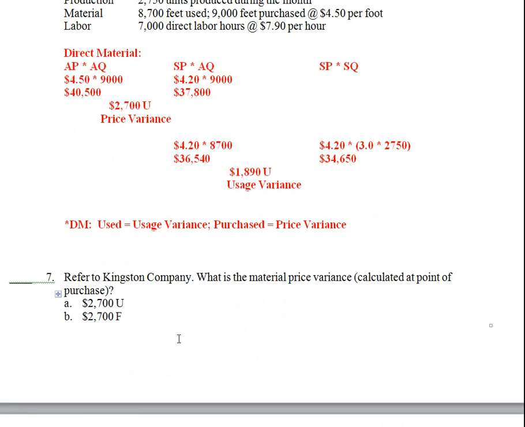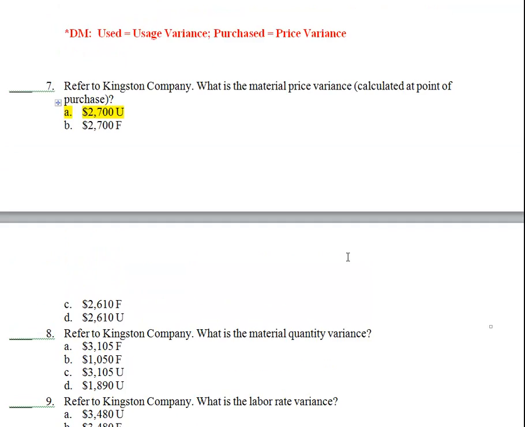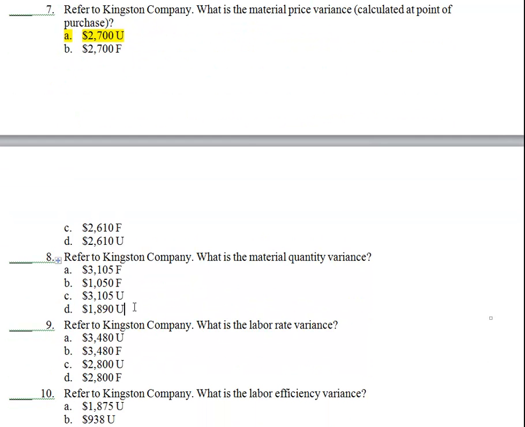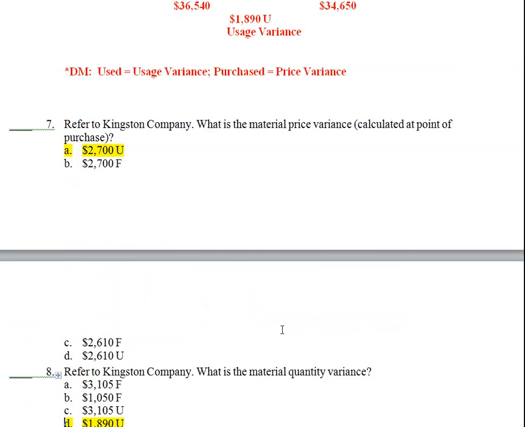So to fill in your answer choices, the first one's asking for material price. Your material price is 2,700 unfavorable. And for 8, it's asking you for the material quantity variance. So your quantity variance is 1,890 unfavorable. 9 and 10 want us to do the same thing for labor. We're looking for labor rate and labor efficiency.